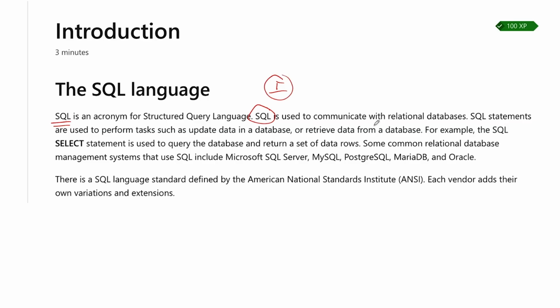Number two, it is used to communicate with relational databases. Yes, there are other types of databases that SQL is used to communicate with, including data warehouses, including other data stores. Right now, our focus is on relational databases. So SQL, Structured Query Language, is used to communicate with relational databases and other data stores. All right. SQL statements, that's what they're called. The code is called statements, are used to perform tasks such as update in a database.